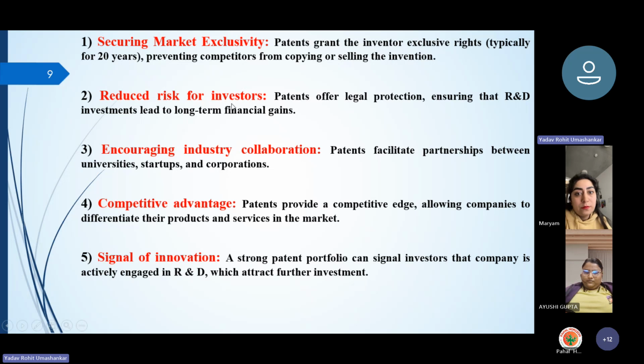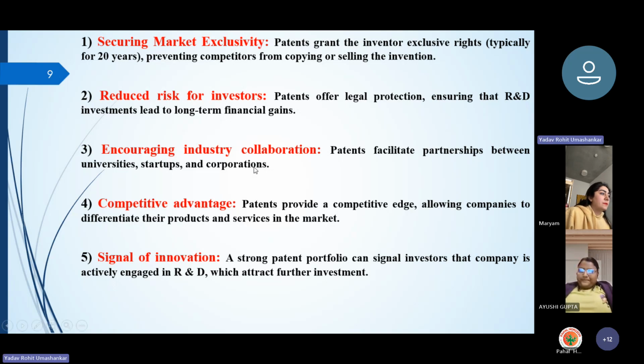Reduced risk for investors. Since patents offer legal protection, it ensures that research and development investment lead to long-term financial gains. This means that if you are doing research and development at the university level, and you have some collaboration with the industry, and the industry knows that you have an invention and a patent has been granted to that invention, then the industry has some insurance that it can have some collaboration with you, and it can invest in your research and development.